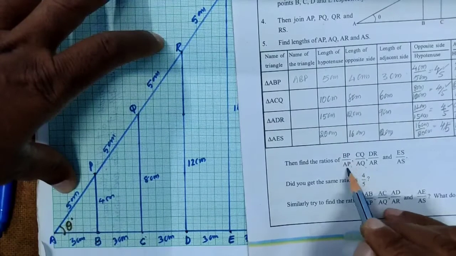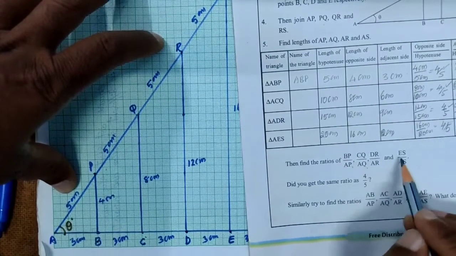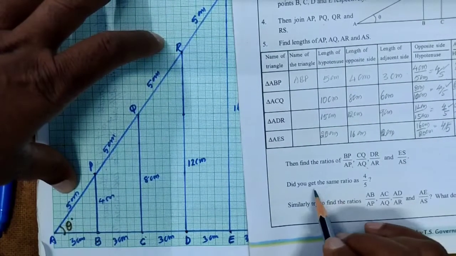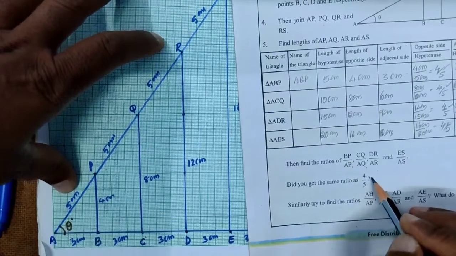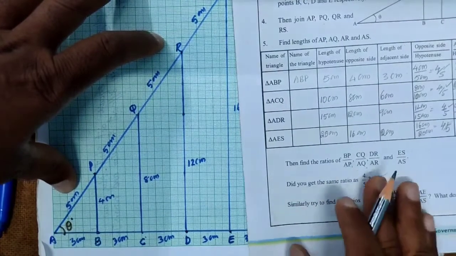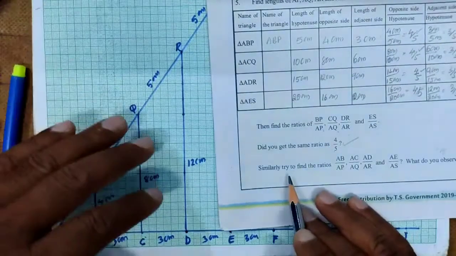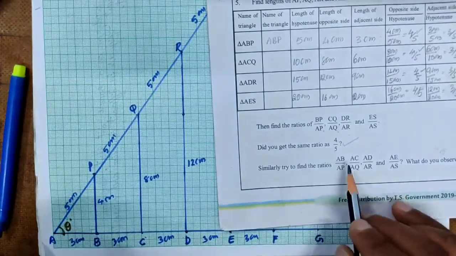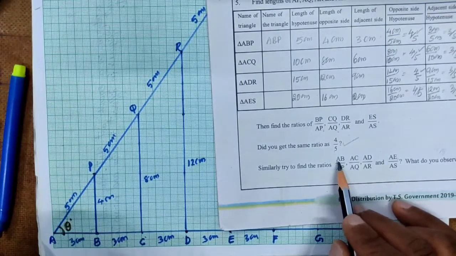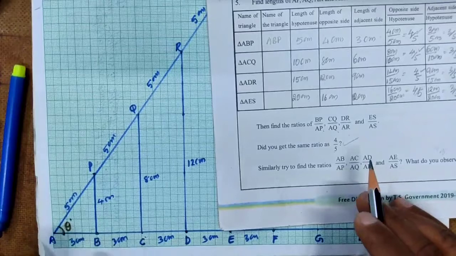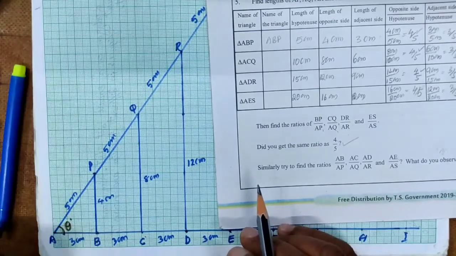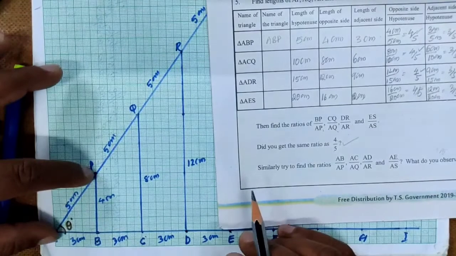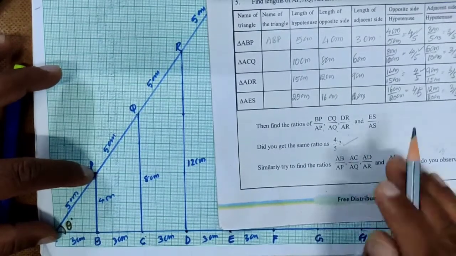So in all these 4 ratios we got the same ratio, 4 by 5. Okay, this is the right one. Now come to another ratio, that is AB by AP. So this is AB and this is AP. AB by AP, how much?